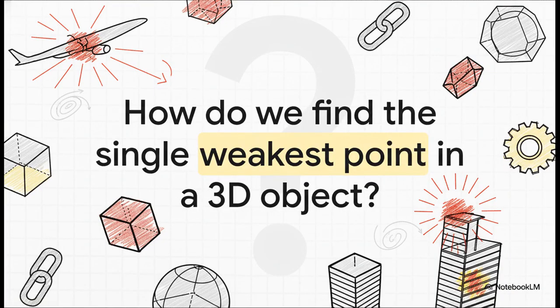So here's the big question, right? For any engineer, this is it. How in the world do you find that one critical spot, that one specific angle inside a complex part where it's most likely to fail? Nailing this is the key to designing everything safely, from jet engines to skyscrapers. And trust me, the answer is way cooler and less obvious than you might think.